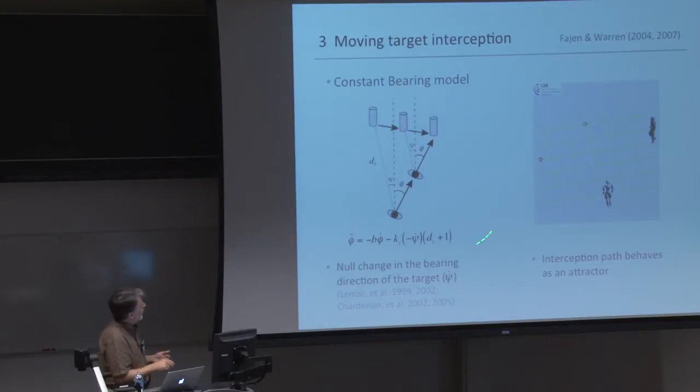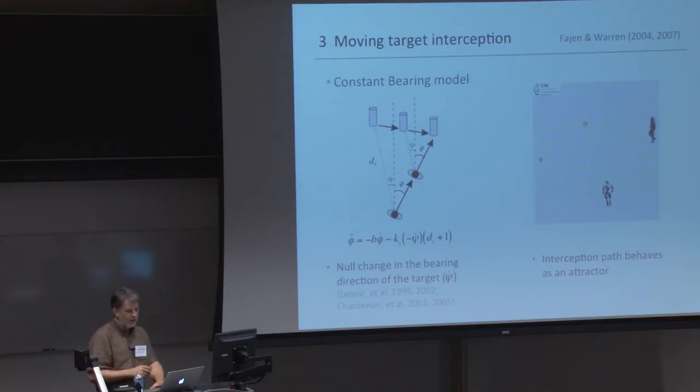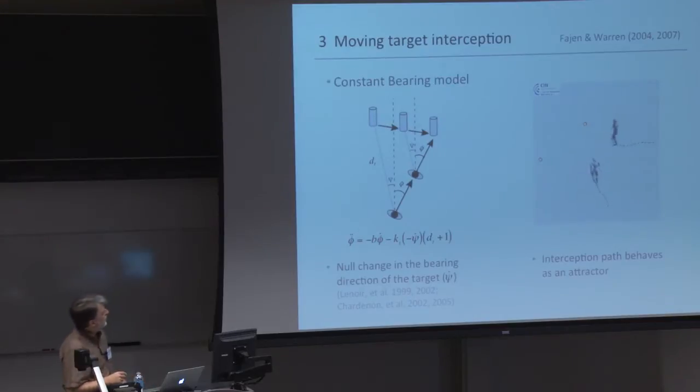And so we basically use the same structure of the model, but now you're nulling change in the bearing direction of the target rather than the angle of the target. And that gives you trajectories like this. So if one person is trying to intercept another person, the interceptor is moving on this path that turns onto a straight path to intercept the target. So the interception path is now behaving as an attractor.